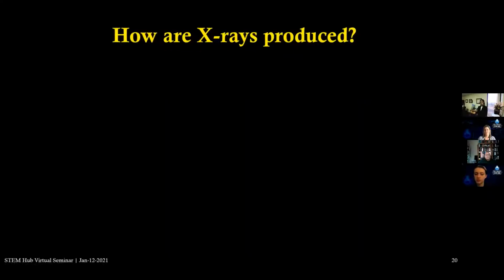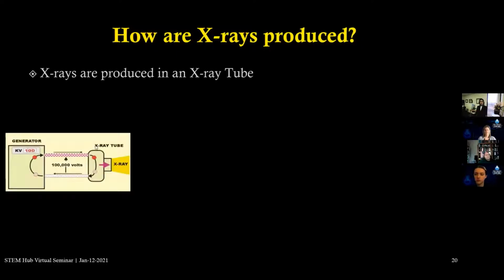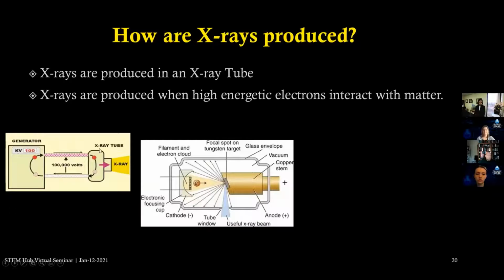So X-rays are not something that are naturally occurring. We have to first produce them. So X-rays are produced in an X-ray tube. And this X-ray tube is maintained at a very high potential so as to generate very high energetic electrons. So this is the X-ray tube.